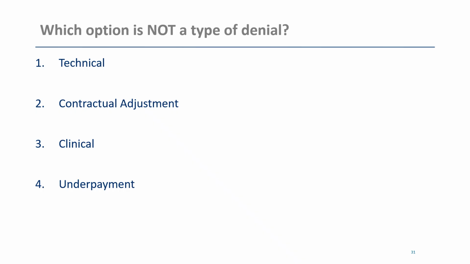Let's check your knowledge. Which option is not a type of denial? Technical, contractual adjustment, clinical, or underpayment? You're right again. It is number 2. Contractual adjustments are not denials. A contractual adjustment is the difference between billed charges and a negotiated contracted rate with the payer.